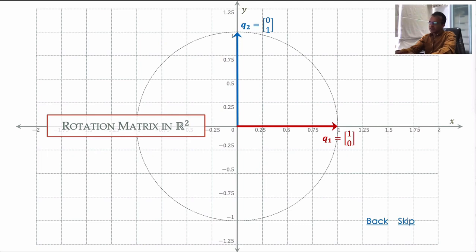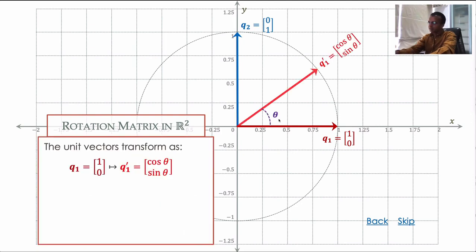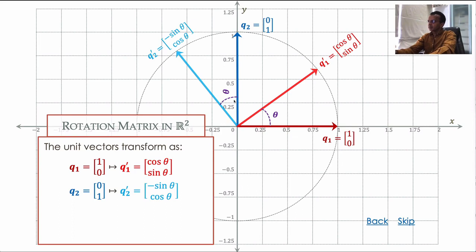If I'm rotating the unit vectors, the tip of the rotated version will be on that unit circle. If I rotate by theta counterclockwise, my transformed vector corresponding to Q1 becomes cos theta, sine theta, by the fact that the norm of the red vector, the norm of all vectors on the unit circle, is 1. And by basic trigonometry, you know that the adjacent side is cosine and the opposite side is sine, so you get that. Similarly, the blue vector rotating by theta will give you minus sine theta, cos theta. So the rotation matrix is what it does to the first unit vector, cos theta, sine theta, and what it does to the second unit vector, minus sine theta, cos theta.